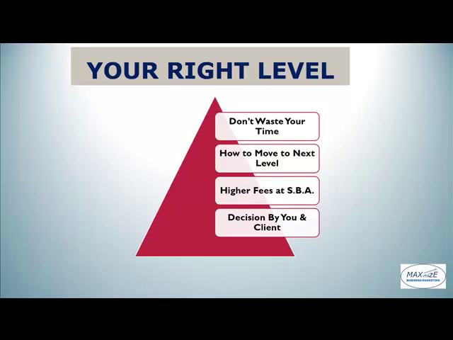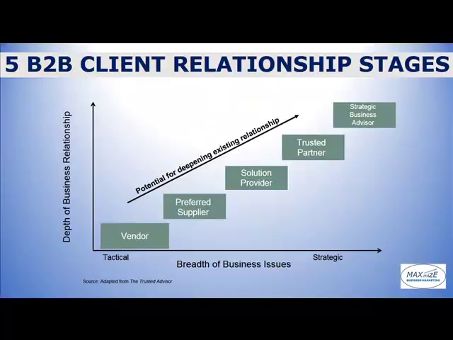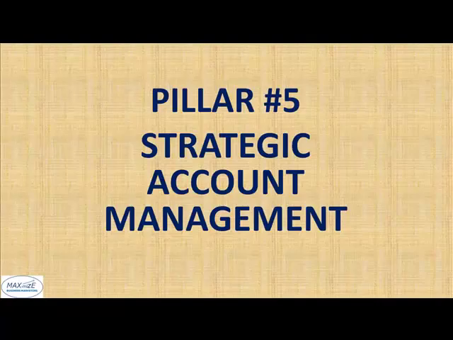So whatever level you are on the 5 levels of the relationship ladder, both of you have to concur on what it is. So there they are again, the 5 B2B client relationship stages: vendor, preferred supplier, solution provider, trusted partner, and strategic business advisor. You need depth of business relationships as well as breadth of business relationships. You've got to get to know their people.